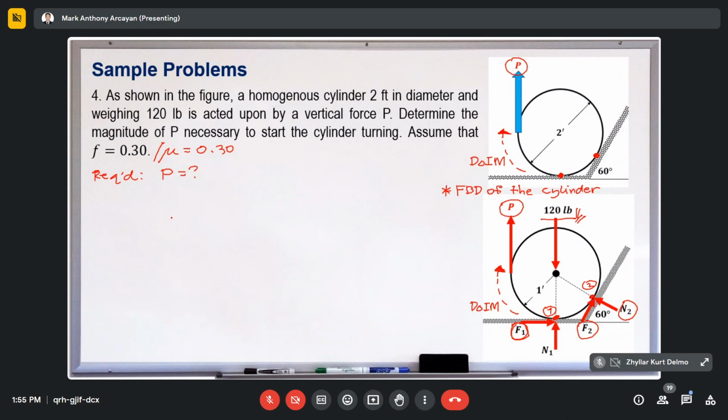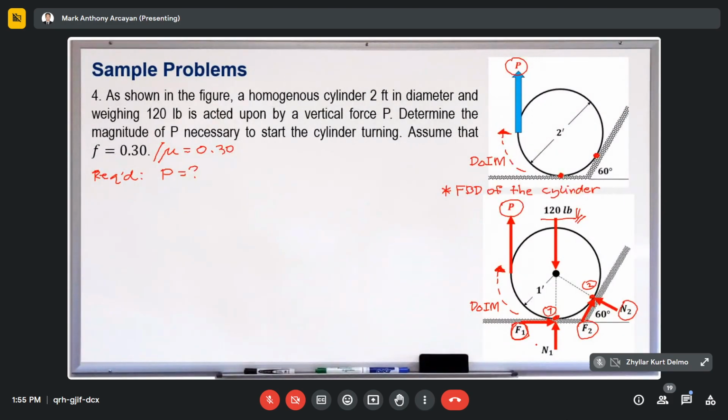Now, if we take the summation of moment at the center, what will happen? The normal forces will disappear, right? Those N1 and N2. Okay? They disappear, leaving only the frictional force F1 and the frictional force F2. But there's another way of getting the values of these forces, F1, F2, and N2.